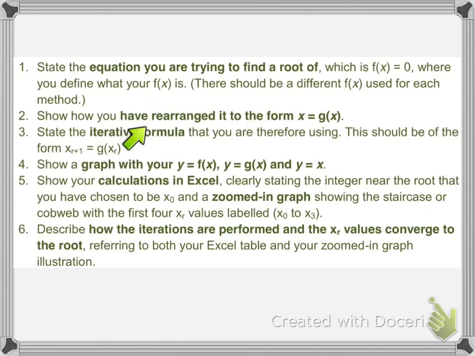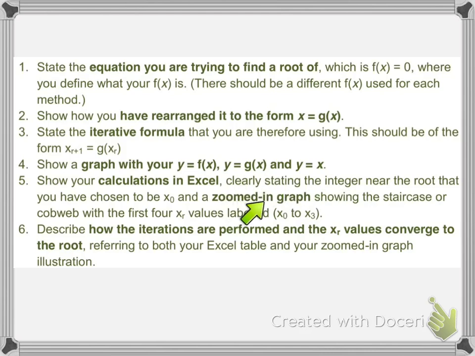And you need to show how you've rearranged it. You need to state the iterative formula that you're using. That's the one with the subscripts with the r+1s and the r's in it. You need to show a graph with your f of x, your g of x, and the line y equals x all on the one graph. You need to show your calculations. Make it very clear what your x0 value is, so the integer near the root.